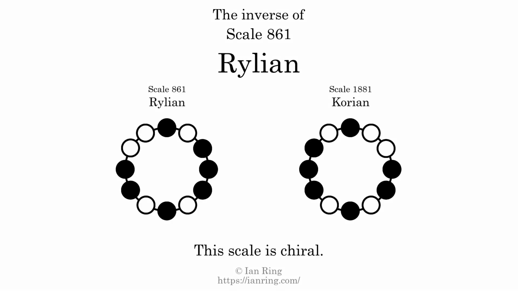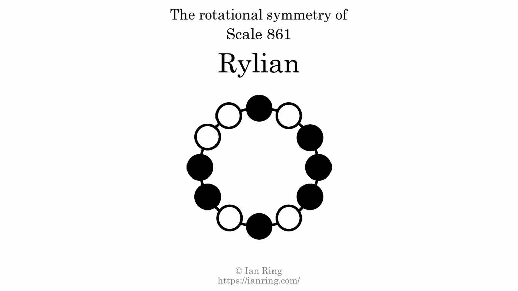The inverse of a scale is a mirror image. It is what you get when the sequence of intervals is reversed. The inverse of this scale is scale 1881, also known as Corian. This scale is chiral. It cannot transform into its inverse by rotational transformation. This scale has no rotational symmetry.